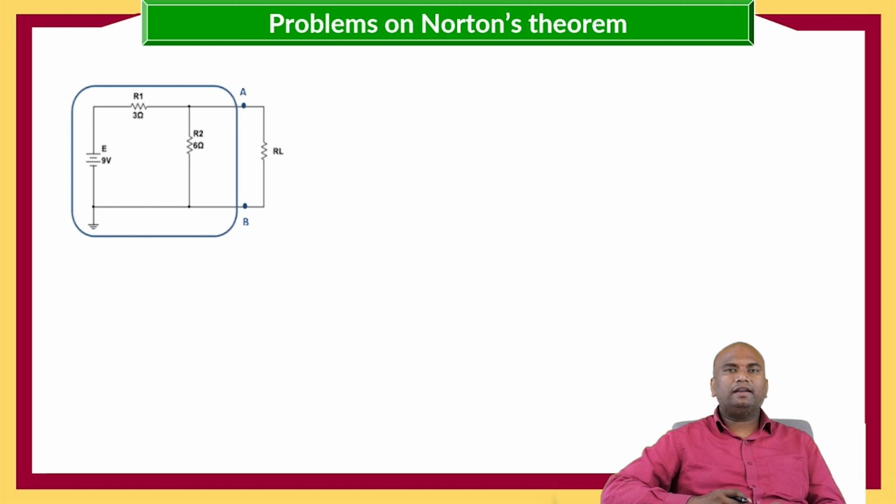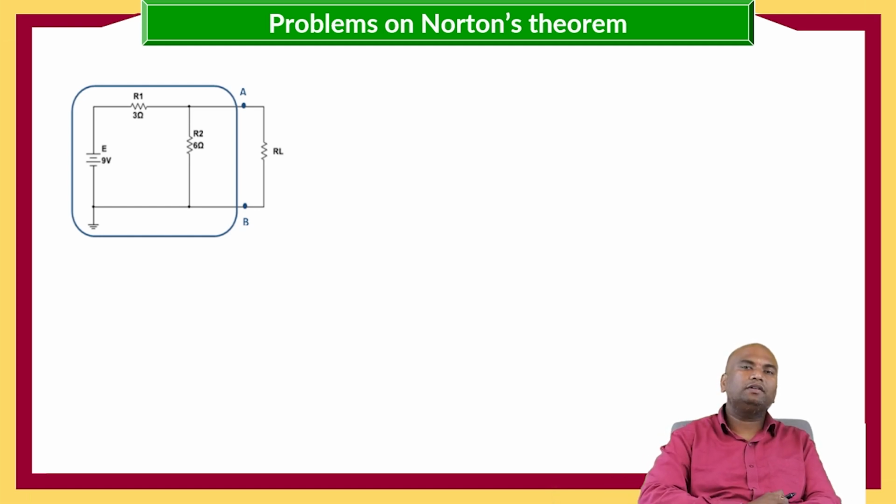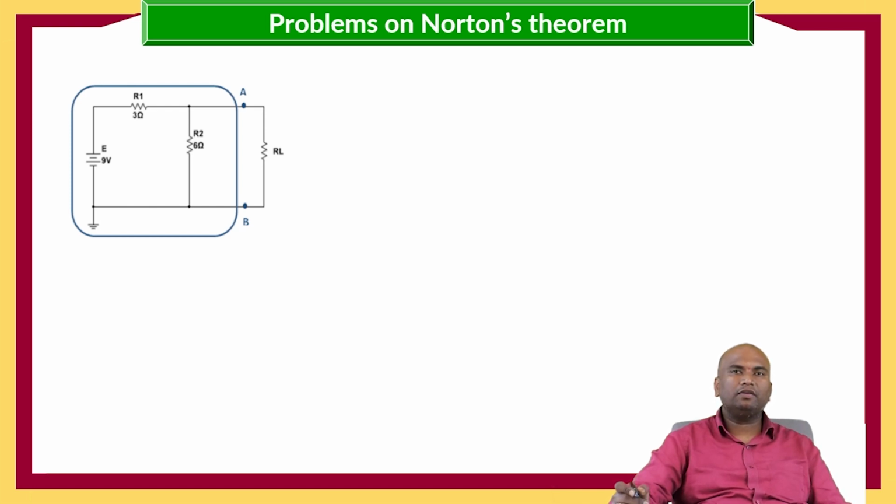Norton's theorem states that any linear bilateral circuit between two terminals can be replaced with a single current source in parallel with a resistance, where the current source is the short circuit current across the two terminals and the resistance is the open circuited equivalent resistance between the two terminals by replacing the sources with zero. That means the voltage source is replaced with a short circuit and the current source is replaced with an open circuit.